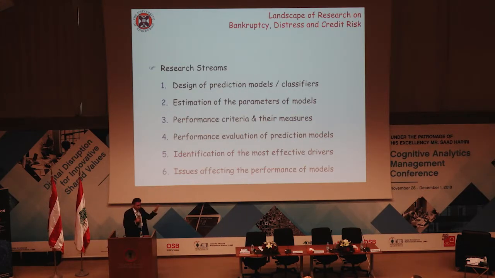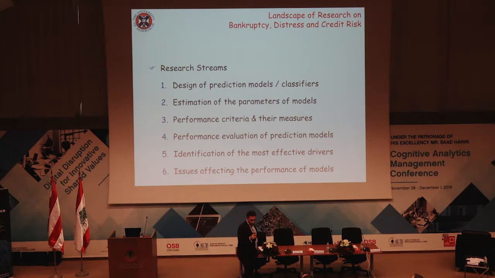Right, so just to paint very briefly and at a very high level the landscape of research on bankruptcy, distress, and credit scoring, or credit risk. There are basically 6 streams. First one is concerned with the design of prediction models or classifiers. Second one is with the design of the estimation methodologies for the parameters of the models. The third one is concerned with the performance criteria and measures. Obviously, there is a linkage between all these. The fourth one is on the performance evaluation of prediction models.